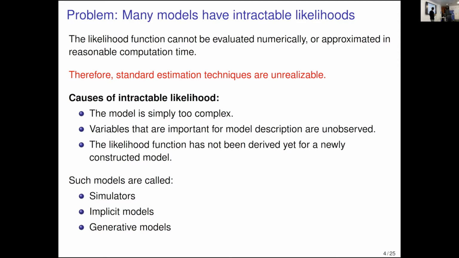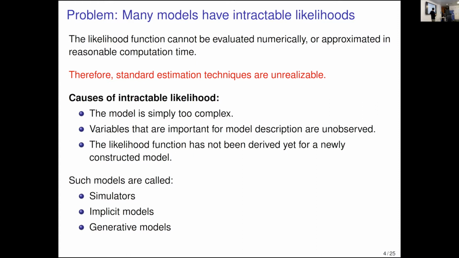What could cause a model to have an intractable likelihood? Well, the model could be simply too complex. Think of a model as a simulator program, a computer program with a bunch of different steps, like solving a lot of differential equations or models of how the universe is simulated, where you cannot even write down what the likelihood function is. Or it could be that the variables that are important for the likelihood description are unobserved, so hidden or latent variables in the model, where the observed data is some complicated nonlinear transformation of those hidden variables.